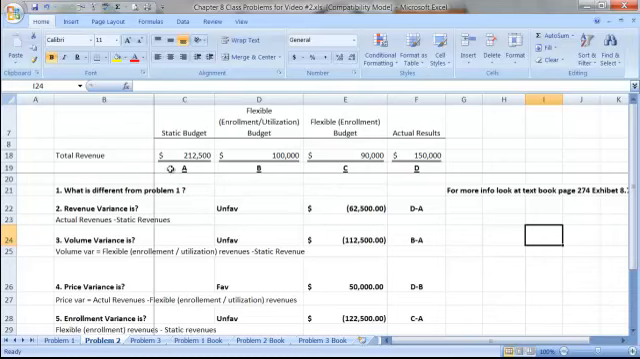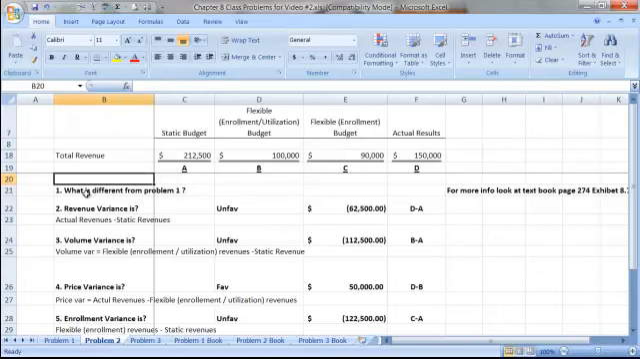Now, in problem two, you'll see that it's set up very similar to problem two in the book. All of a sudden they've got a static budget, and then they've got the flexible enrollment / utilization budget, and then a flexible enrollment budget, and then an actual budget. So all of a sudden you're seeing these 4 budgets, and it's like, what's going on? How do I interpret these? What does this really mean? Well, don't worry. We're going to walk through it because it's not as difficult as you'll understand in a second.